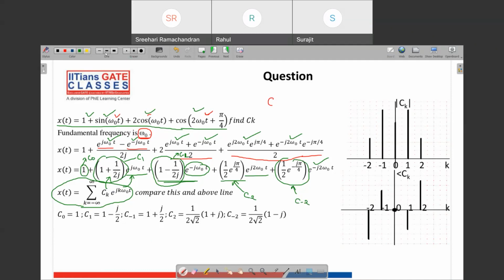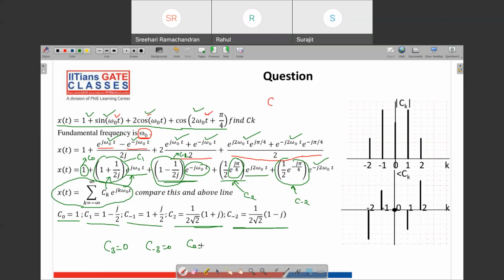Now based on this observation, we can simply write that c of 0 is 1, c of 1 is 1 minus j by 2. I have just modified it here. Then c of minus 1 is 1 plus j by 2. C of 2 is this, where you just expand this e to the power j pi by 4. You will get this term, and this is the c of minus 2. So this is this. Now, if you are asked to find what c of 3 is here, c of 3 will be 0. Similarly, c of minus 3 will be 0. C of 4 will also be 0, and so on. All those terms will be 0.